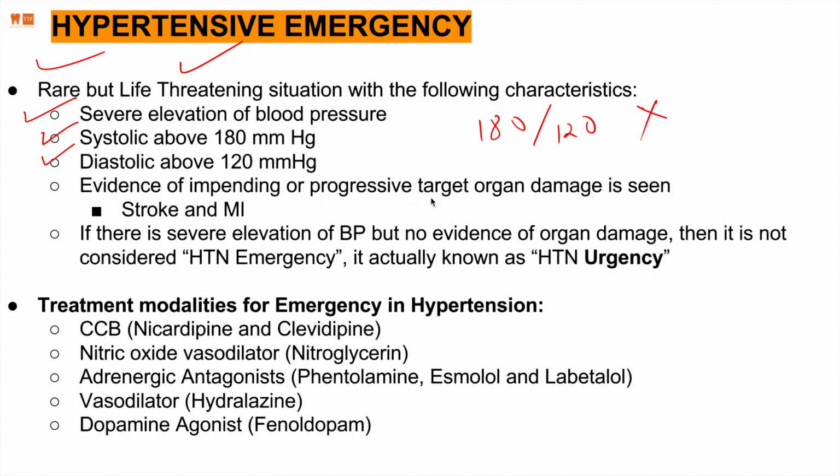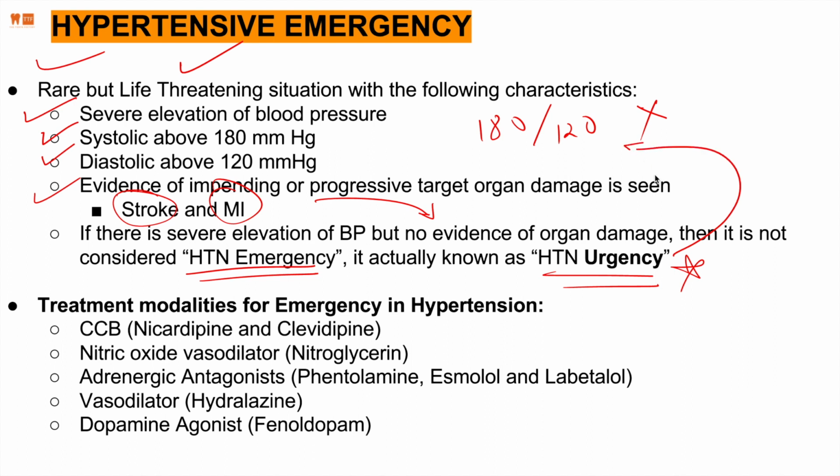Evidence of impending progressive target organ damage is seen with concomitant diseases such as stroke that breaks the blood flow or increases blood flow into the brain. MI is in the coronary arteries. If there is severe elevation of blood pressure but no evidence of organ damage, so no MI or stroke, then this is not hypertension emergency. It's actually known as hypertension urgency. However, even in this case, blood pressure 180 over 120 needs to be present.